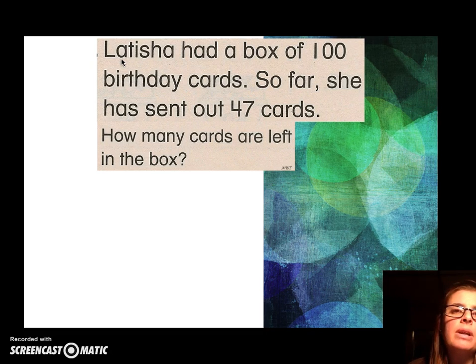Letitia had a box of 100 birthday cards. So far, she sent out 47. How many cards are in the box? I bet your teacher, somewhere in her classroom, has manipulatives for you to use. What could you use? Almost anything.